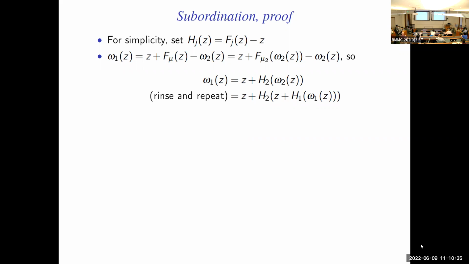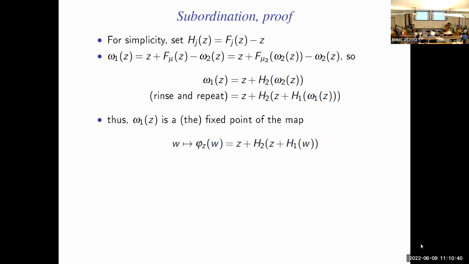So little algebra here. But what this means is that omega 1 of Z is the fixed point of a certain map, the map which I denote phi Z of W. W goes to phi Z of W, where phi Z of W is Z plus H2 of Z plus H1 of W. And this is an analytic map from the upper half plane to itself. Therefore, it has a fixed point, a unique fixed point.